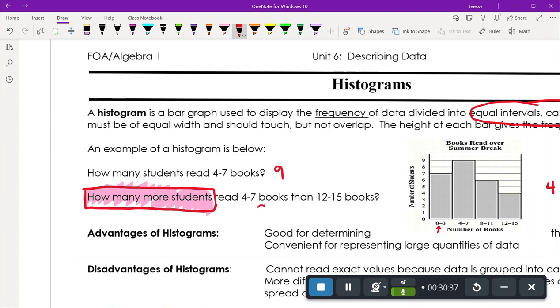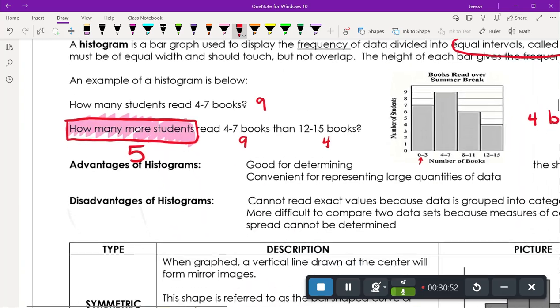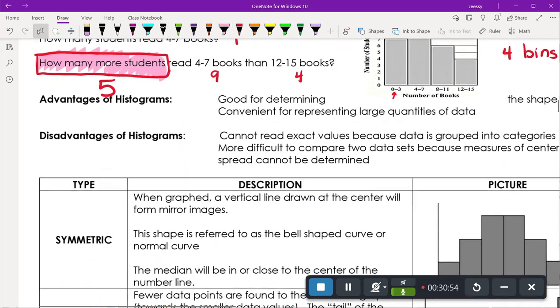4 to 7 is 9, right? 9 students. How many students read 12 to 15? How many? 4. 9 minus 4 is? Clear? All right, advantages and disadvantages. Have fun reading.